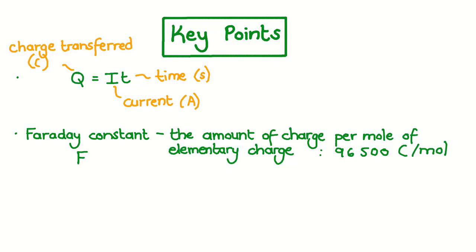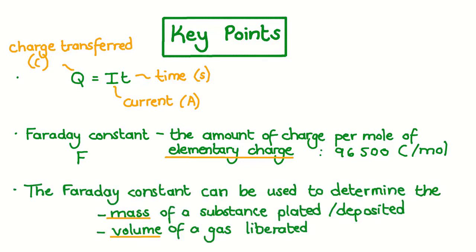96500 coulombs per mole. We know that it is negatively charged electrons which flow in an electrolytic circuit, but that by convention we talk about the flow of positive charge or elementary charge. Finally, we learnt that we can use the Faraday constant to calculate the mass of a substance plated or deposited, or the volume of a gas generated during electrolysis.